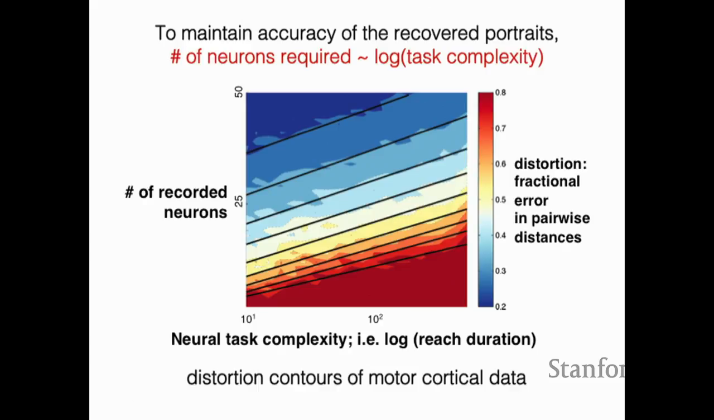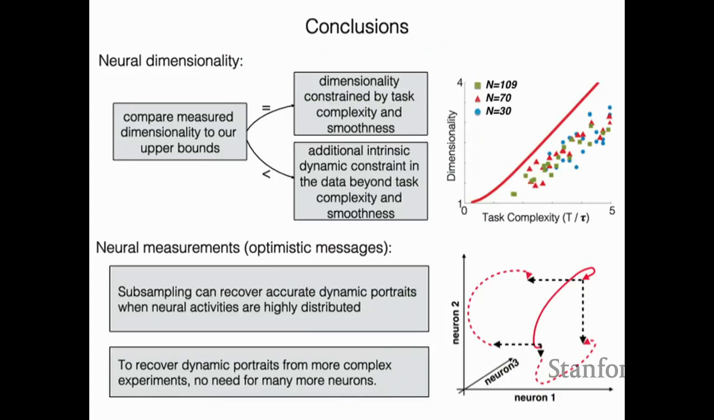All right, so that's the first third of the talk. Again, let me just summarize. So basically, whenever you look at the dimensionality of neural dynamics in the brain, to ask if it's complicated or not, what you really want to do is compare the dimensionality to the neural task complexity. If it's as high as that, then your dimensionality is constrained by the complexity of the task and the smoothness of neural data. Only if it's much less than that have you discovered additional intrinsic dynamic constraints in the data beyond task complexity and smoothness.